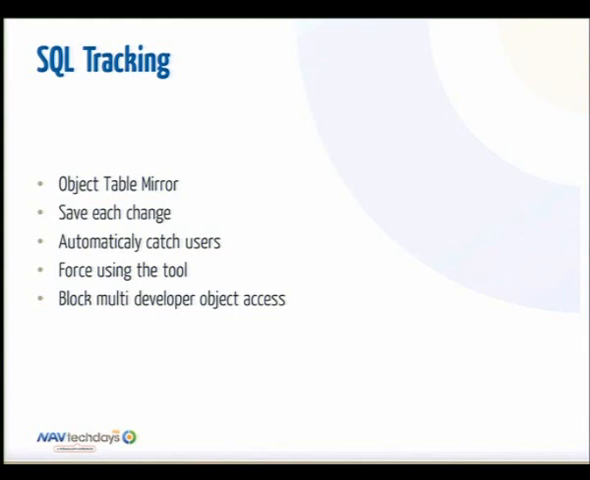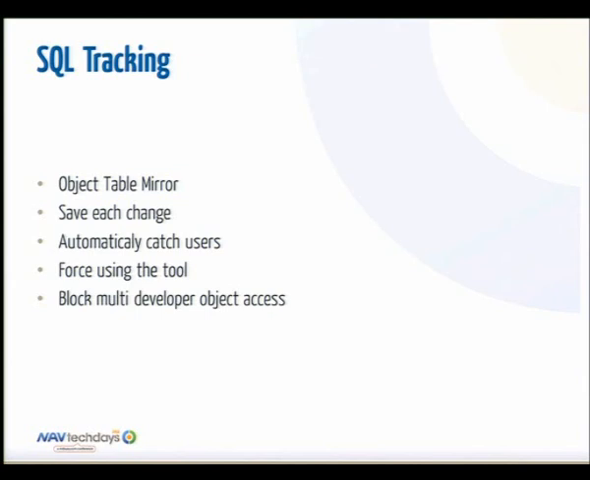And I think one of the most common ways in current development to do object tracking is to use SQL Server. You would still need a table mirror of the object, but by using a trigger in SQL Server, you are able to catch every change, but also catch the user who does the change. And if you set up the SQL trigger correctly, you can force people to use the tool. So it's not possible anymore to make a change without doing something with the tool. So you always know who has changed an object and when.